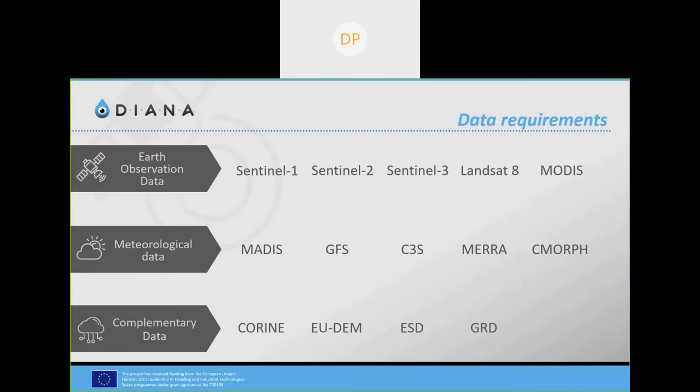Okay. Thank you. So in Diana, for the needs of the Diana services, we use a number of different data. Here you can see the core categories. We have Earth observation data, meteorological data, and complementary data.